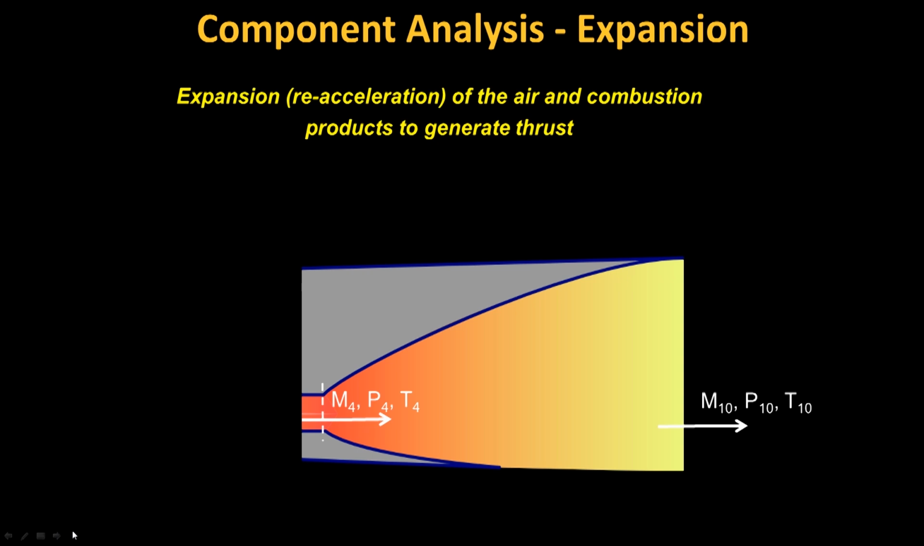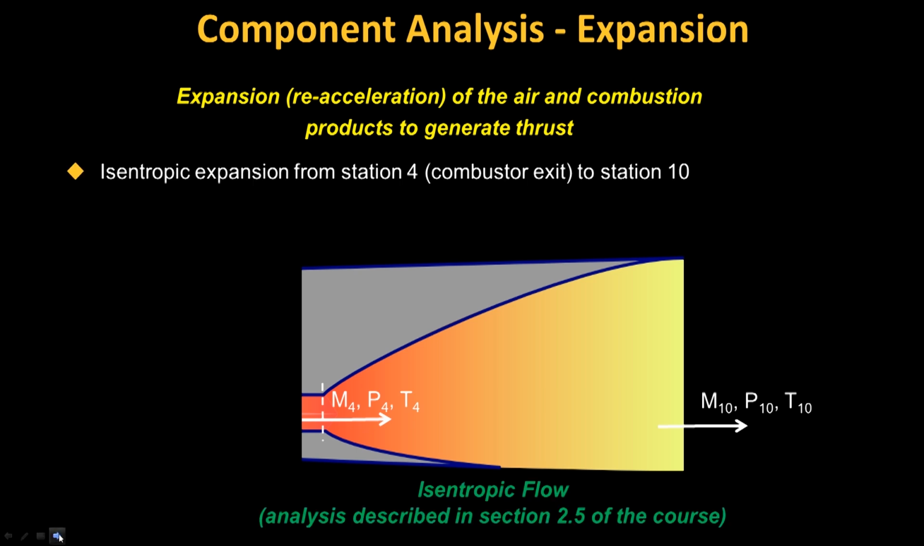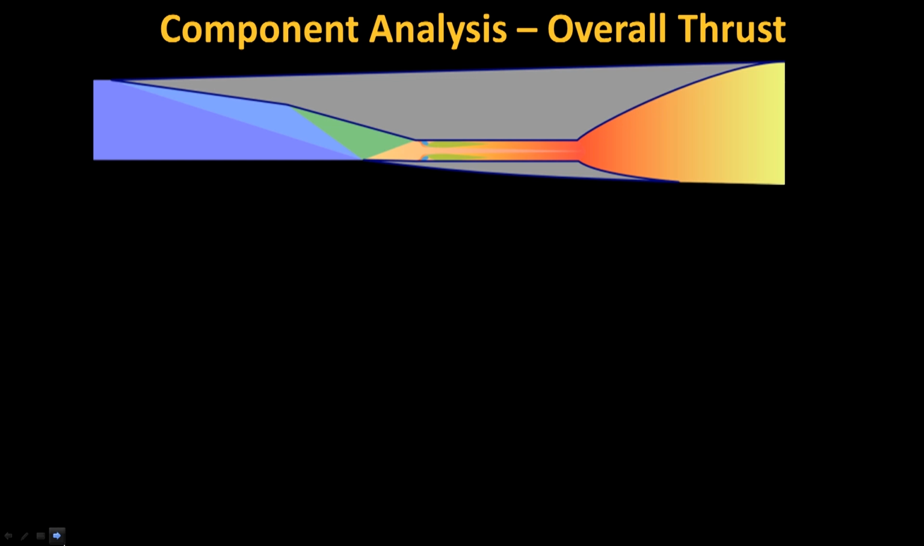Finally, expansion. The nozzle of the scramjet expands and reaccelerates the combustion products to generate thrust. We will assume a quasi-one-dimensional isentropic expansion from station 4 to a specified area ratio at station 10. Once we've done this, we will know all the properties of the air and combustion products as they exit the engine. So how do we put all this together to get thrust?